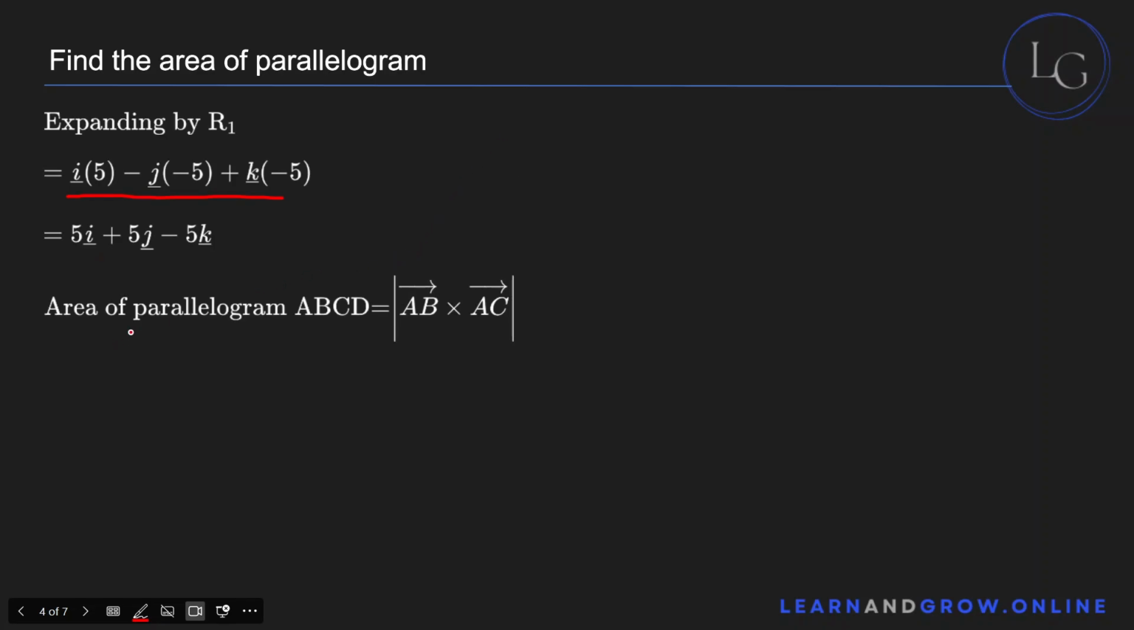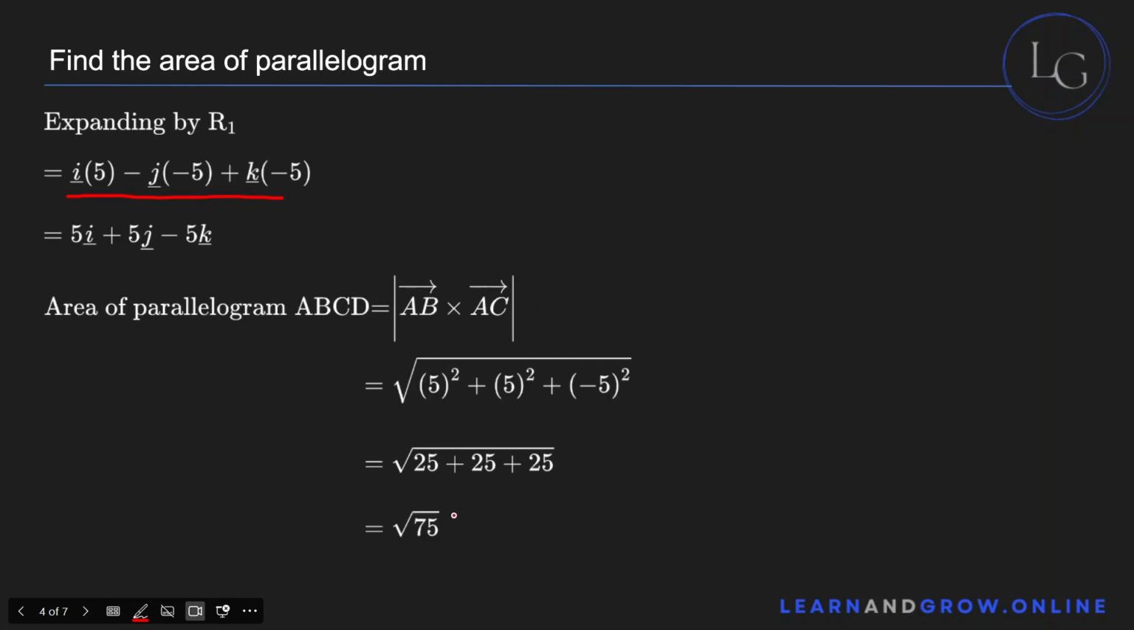And as you know, the area of the parallelogram is basically the magnitude of AB cross AC. So you take its magnitude, and basically you end up with the square root of 75, or basically 5 times the square root of 3 square units, because we do not know the units. They're not given to us.